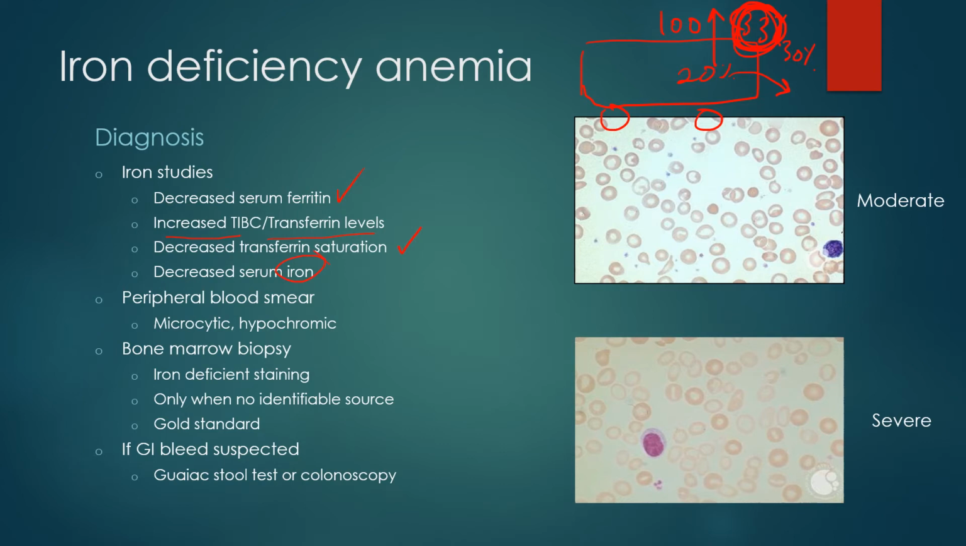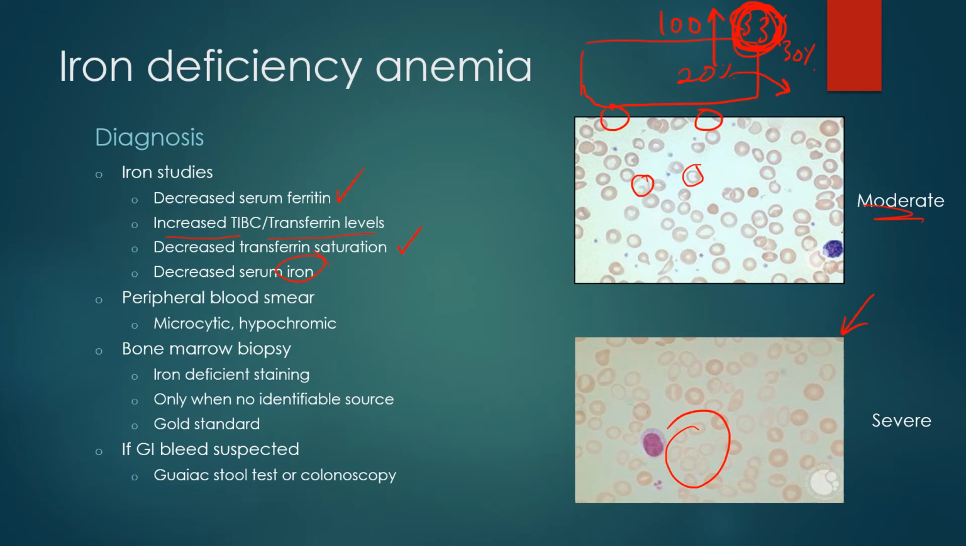If you look at a peripheral blood smear of a patient with iron deficiency anemia, you're going to see microcytic, small RBCs that are hypochromic. They're very pale, right? This is a moderate case, and later on, if it becomes very severe, you see what happens here. There's hardly any hemoglobin in those RBCs.